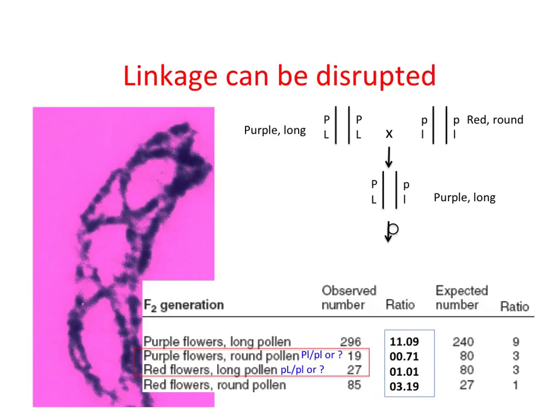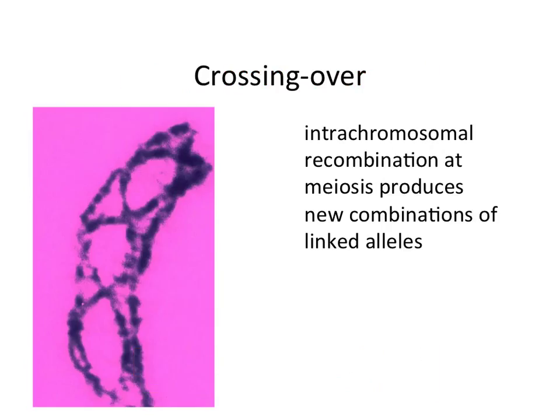Okay. So what we learned from Bateson and Punnett and their crosses with the long pollen and the round pollen and the purple and the red flowers is that genes can become disrupted. Linkage can be disrupted. The tape can be taken off of the pair of poker chips, and you can make new combinations of alleles even if they're linked, even if they're on the same chromosome. And that's where crossing over comes in.